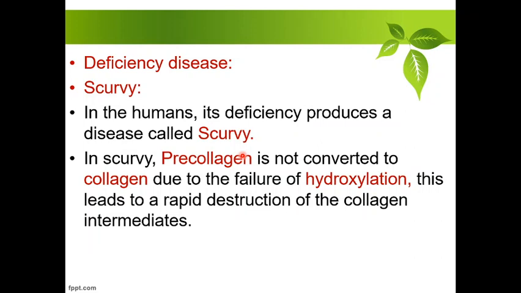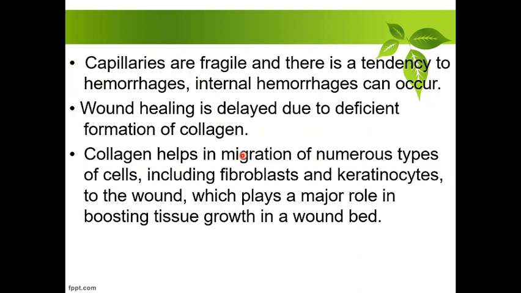Scurvy. In humans, the deficiency of vitamin C produces scurvy. In scurvy, pre-collagen is not converted to collagen due to the failure of hydroxylation. ठीक है, प्रोलीन हाइड्रोक्सी प्रोलीन में कन्वर्ट नहीं होता है, लाइसिन हाइड्रोक्सिल लाइसिन में कन्वर्ट नहीं होता है, and in this way the formation of the collagen is compromised. This leads to rapid destruction of the collagen intermediates.